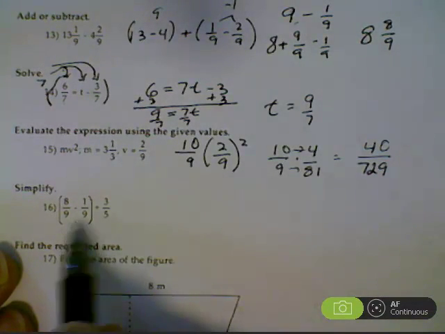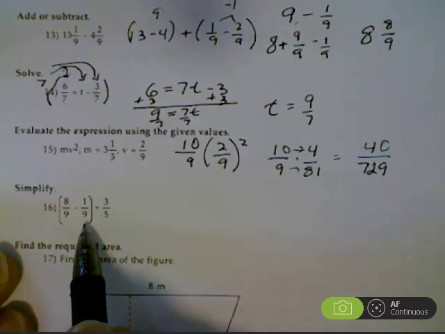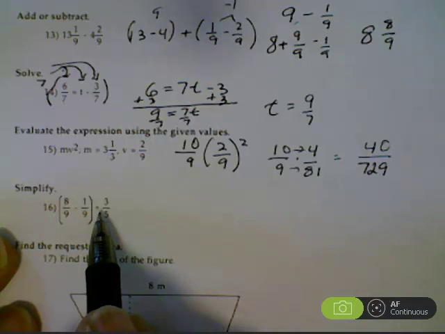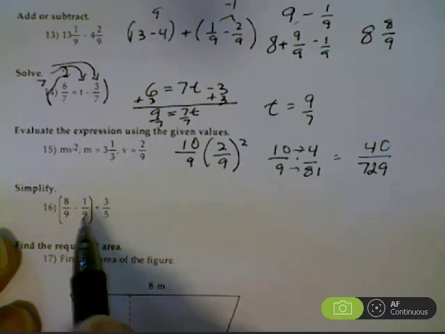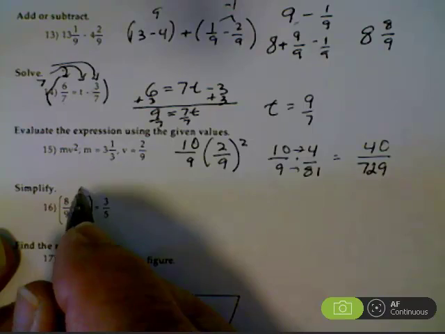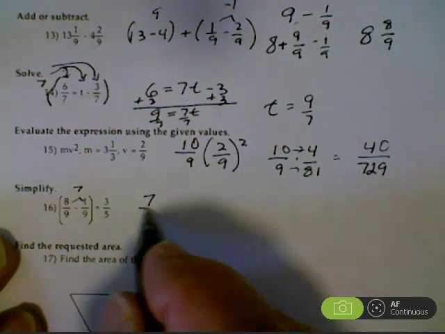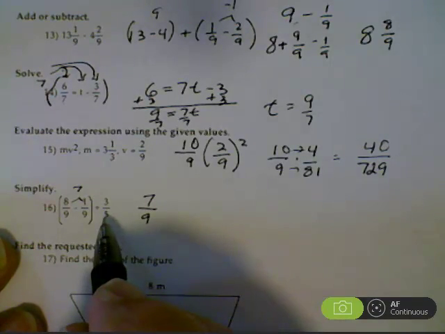When we look at this simplify, that's already in parens, and it's hard to see, but that's a divide. So we have to do the parens first, but they have the same denominator, so 8 minus 1 is 7. So we have 7/9 being divided by 3/5.